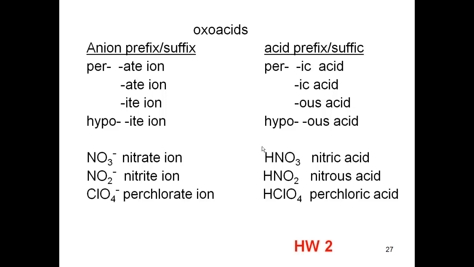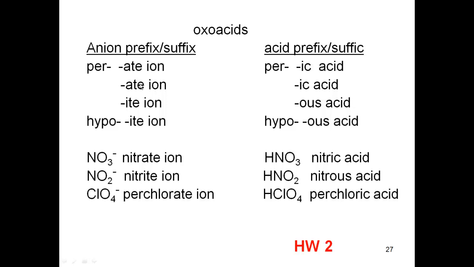Okay, if you're talking about a per-ate ion, then what we tend to do is change the ate to ic. We take the ate and we change it to ic. For example, the perchlorate ion, ClO4 minus. Everything looks exactly the same except we take the ate and we change it to ic when we go to the acid. You can see I have to add a hydrogen. It's got a minus charge, so I add a hydrogen to get that to balance out, so it's HClO4, and we refer to that as perchloric acid.